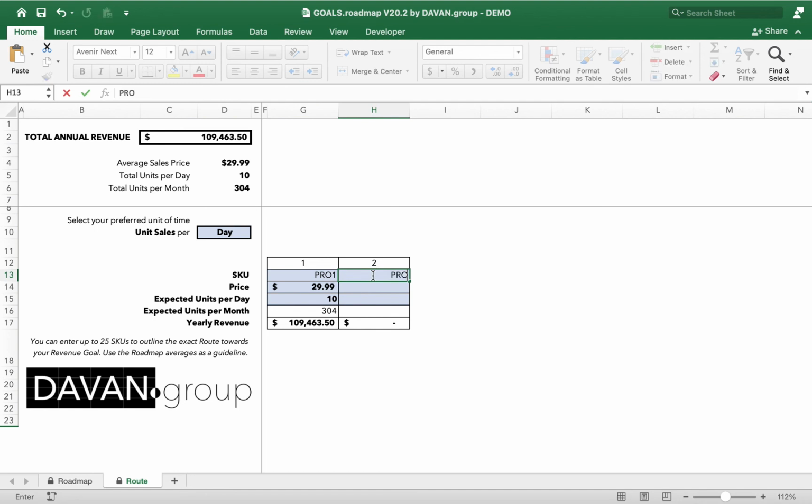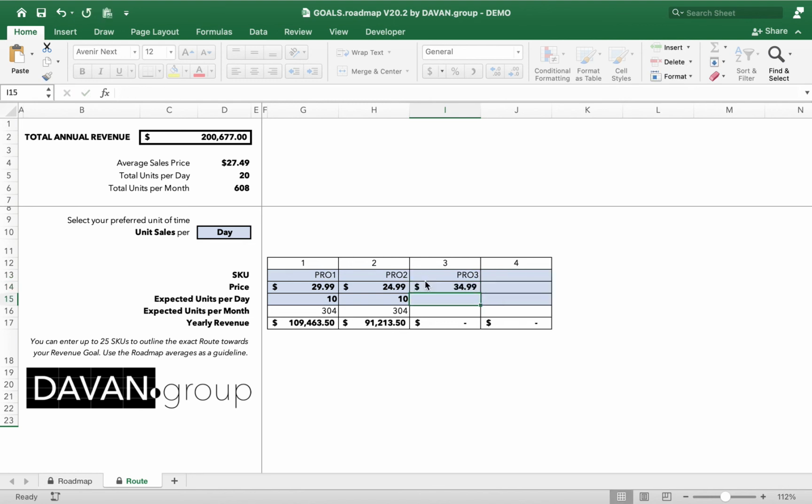Now, let's say product 2, I'm going to sell for a bit cheaper, $24.99. I'm also expecting, let's say, 10 units per day. It'll give you $90,000. And you keep adding all the SKUs that you're planning on selling. What it does is it essentially adds them up, and it'll show you what could be your total annual revenue here.